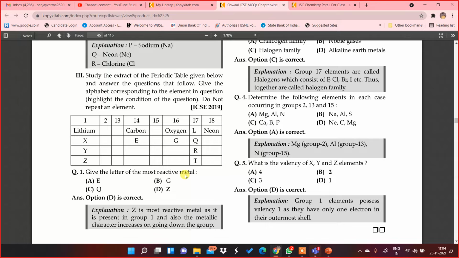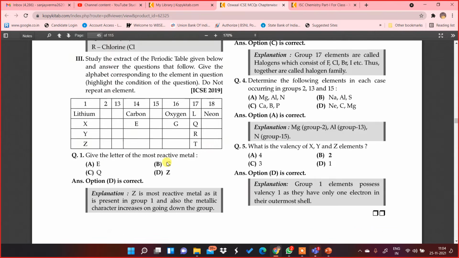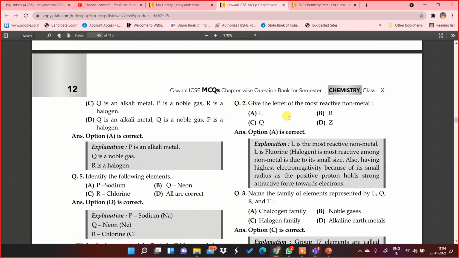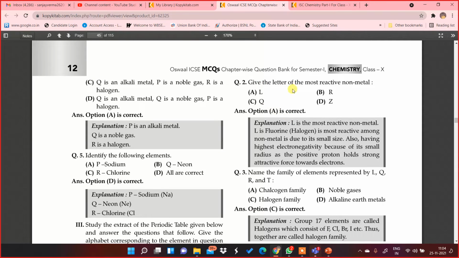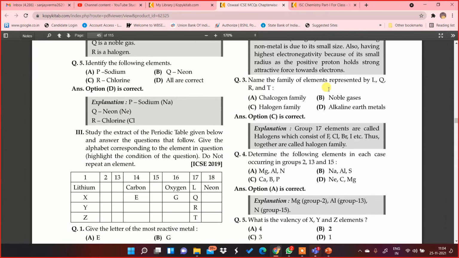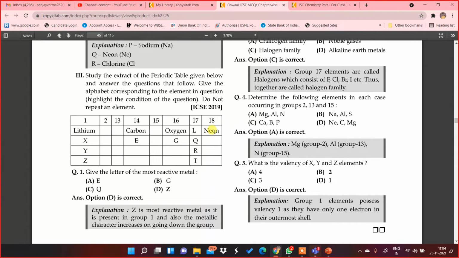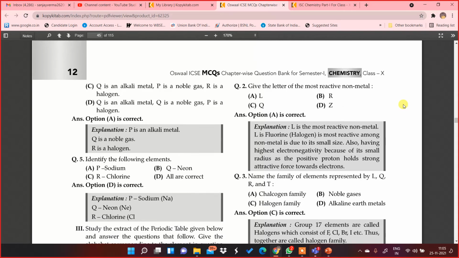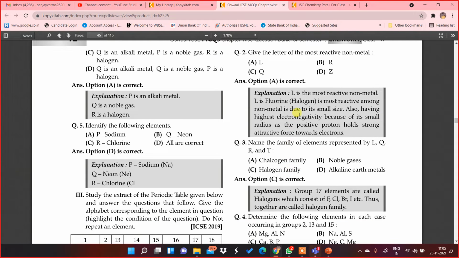Z. Most reactive metal. If you move this way, the reactivity increases. Most metallic is most reactive. Then coming to the next column over here, give the letter of the most reactive non-metal. It cannot be neon. You have to choose from here only. After oxygen, this is most non-metallic. So the answer has to be L. Answer is L. So option A is correct.